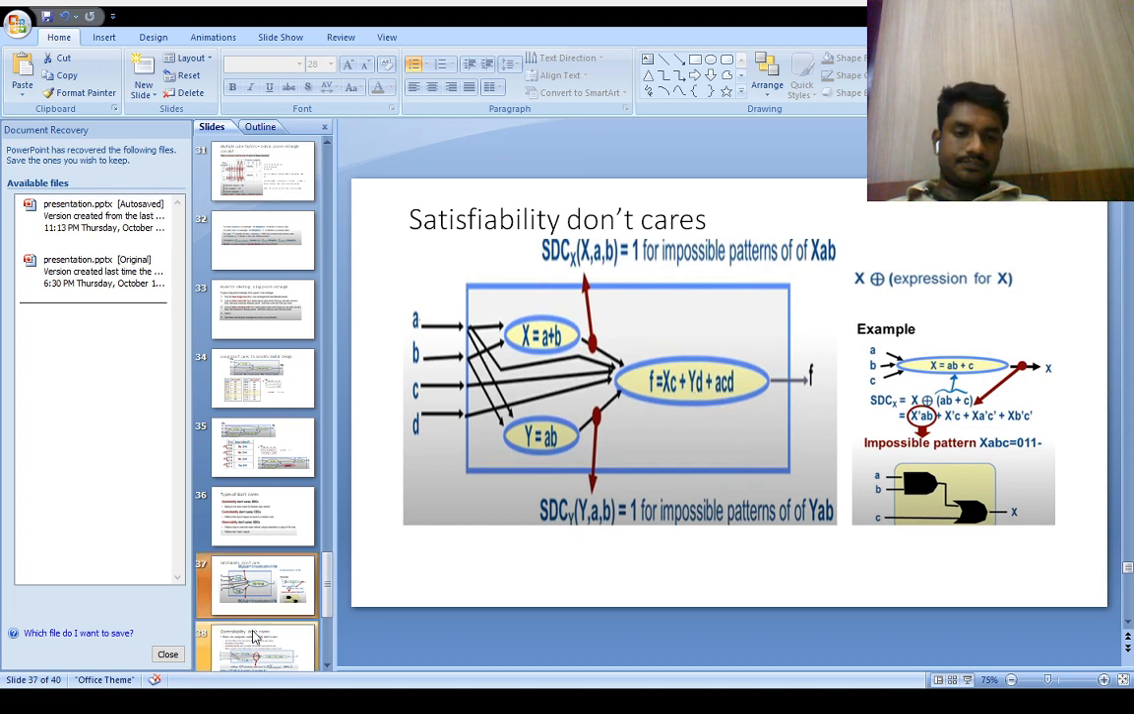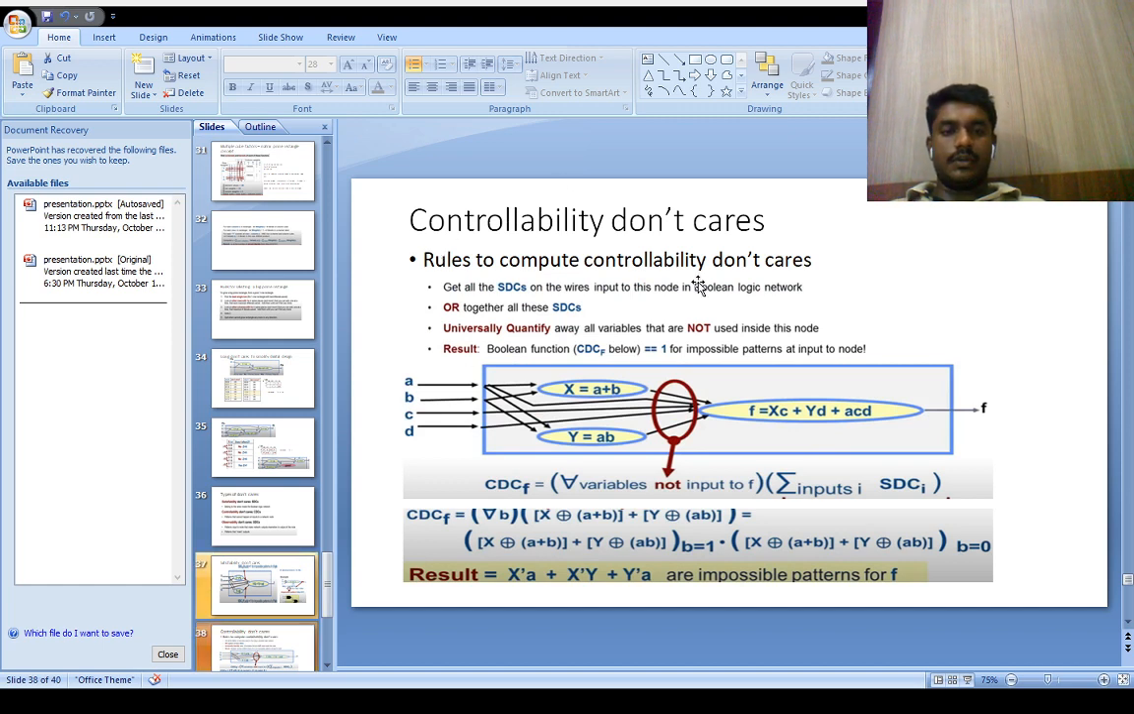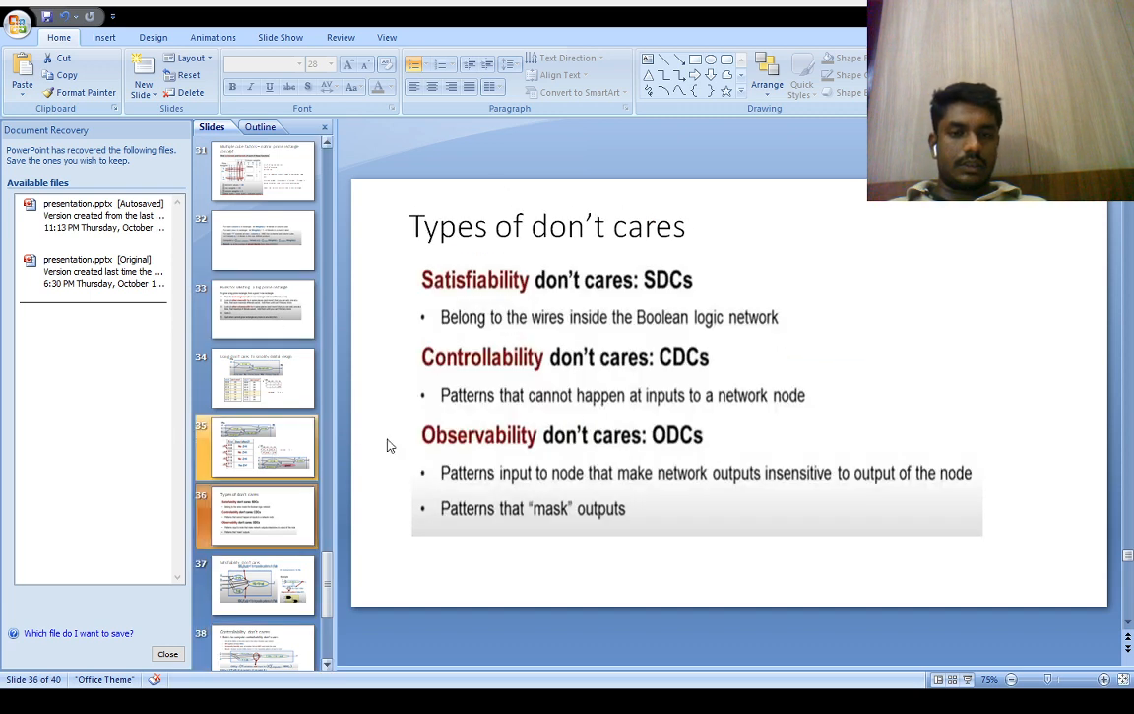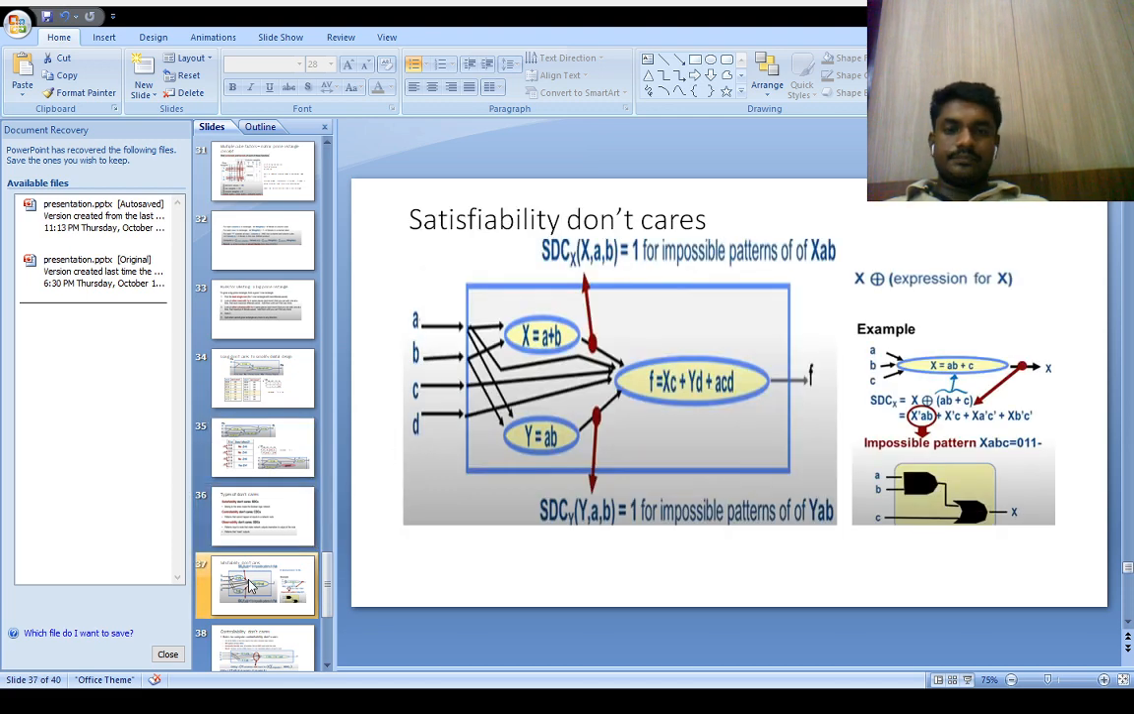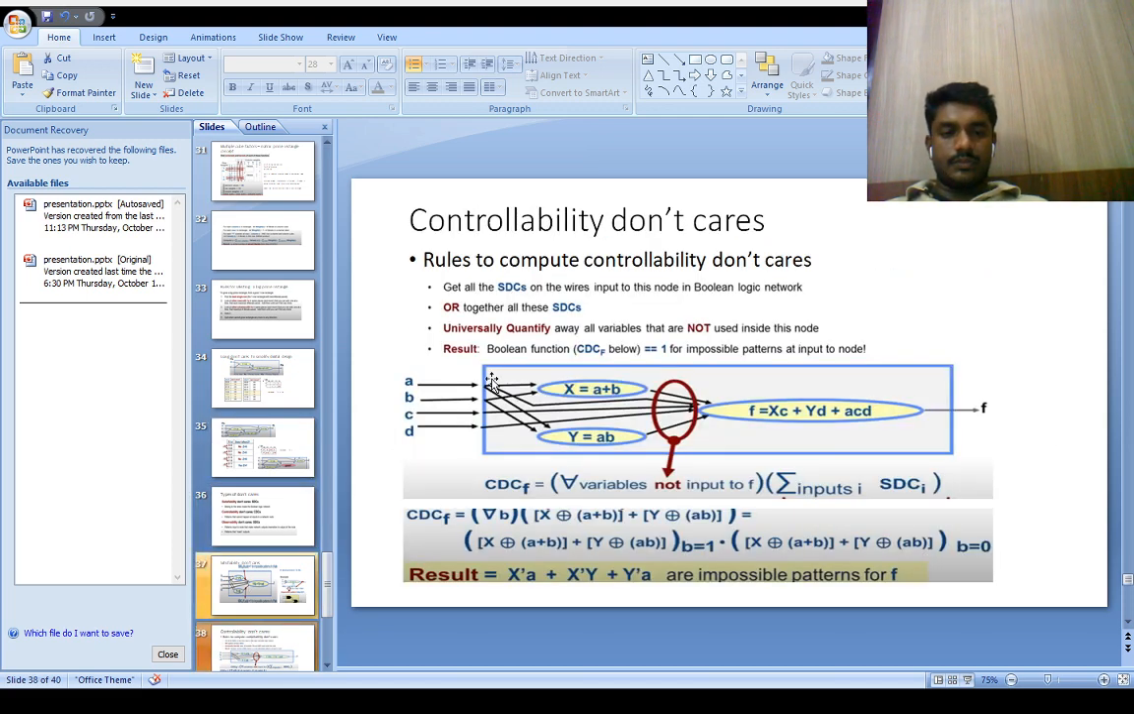We will find the final output of the satisfiability don't cares. Coming to the controllability don't care, there are some rules we have to use and implement in this function. Controllability: patterns that cannot occur at the inputs of a network node. What are all the nodes which will not be affecting the input? We are going to see that now. These are the input gates a, b, c, d. This will not be affecting. Just as an example, the controllability don't care equals, for all variables, not input of f.